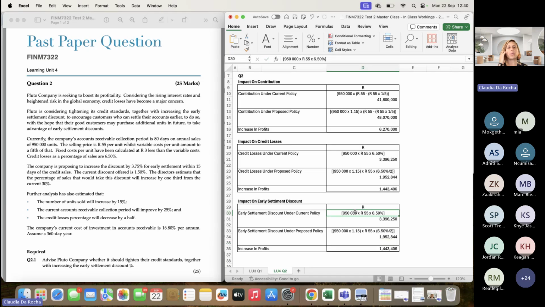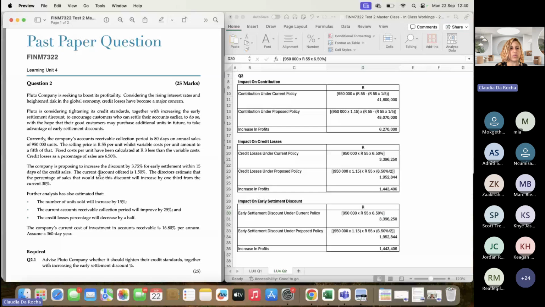Right. So what are the details of the early settlement discount? Okay, so first of all, it's in this paragraph. Here they're saying that the current discount offered is 1.5%, and the directors estimate that the percentage that would take this discount will increase by 1/3 from 30%. So at the moment it's 1.5%, and only 30% of sales take an early discount. So what does that mean? We've got to calculate that now.